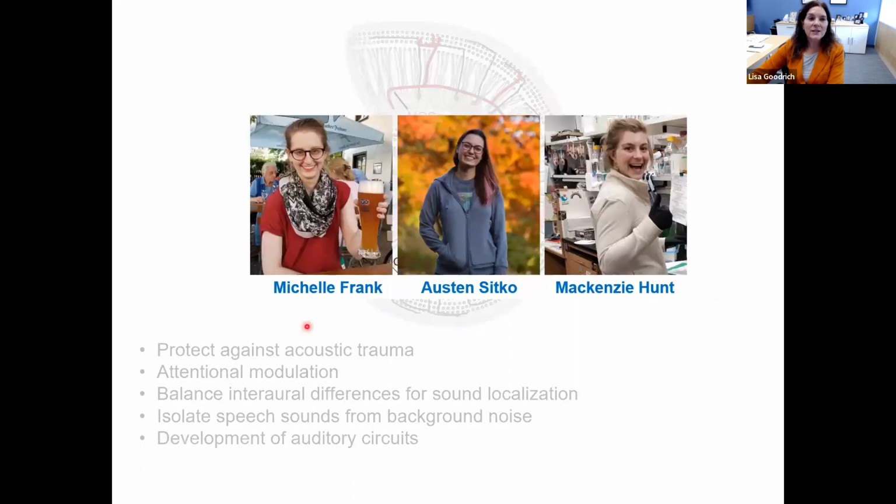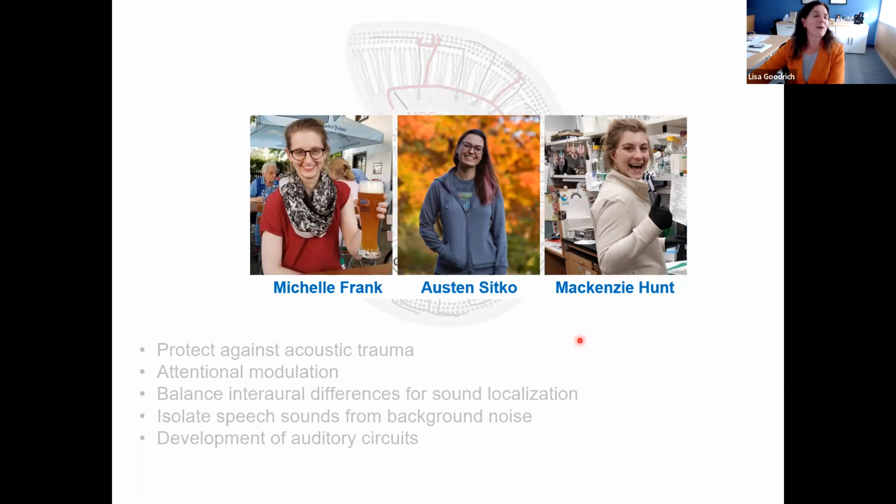So the work I'm going to present was led by Michelle Frank when she was a graduate student in the lab. She's now a postdoc at MIT. Then she worked with a postdoc in the lab, Austin Sitka, who's still in the lab, also working on the efferents and starting to look more closely at their development. And then a very enthusiastic Northeastern co-op student, Mackenzie Hunt, who joined along and really was always this happy in lab and kept all of our spirits up when we're doing very difficult experiments.